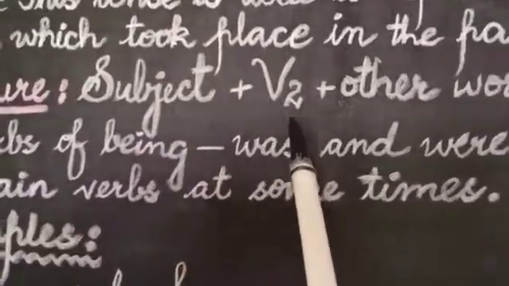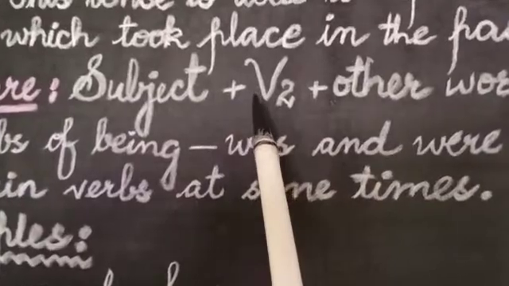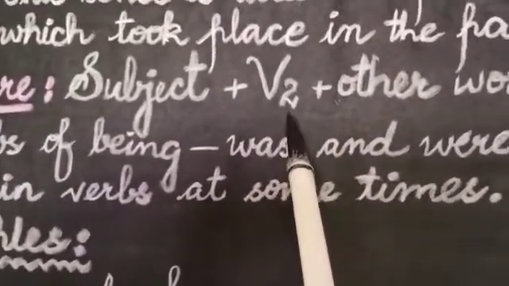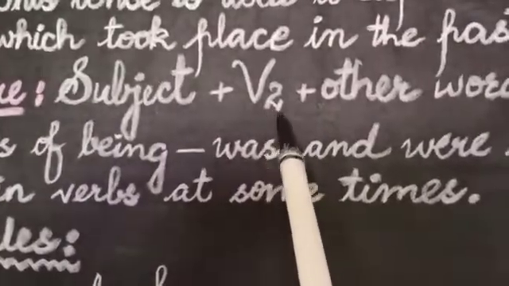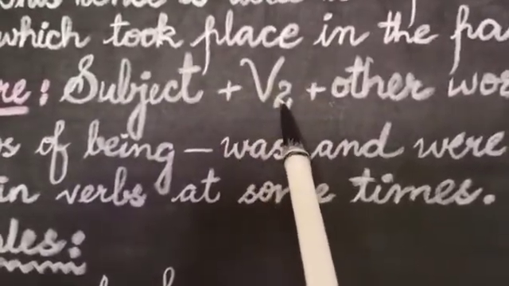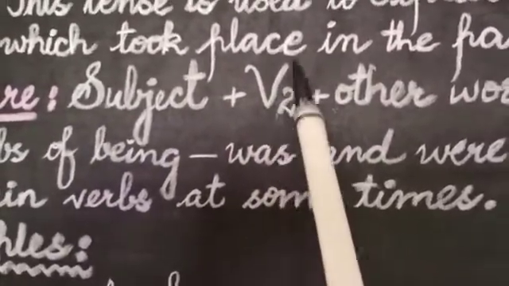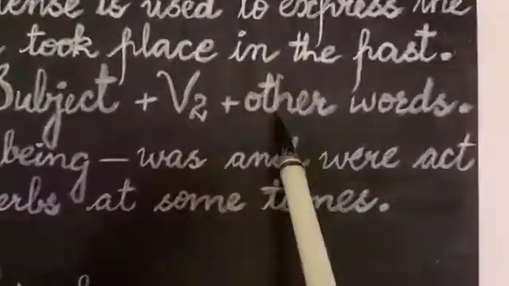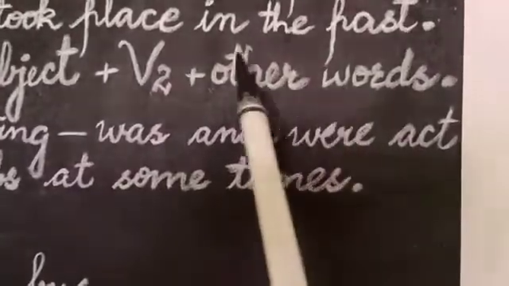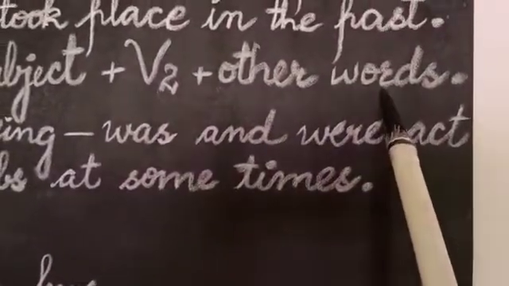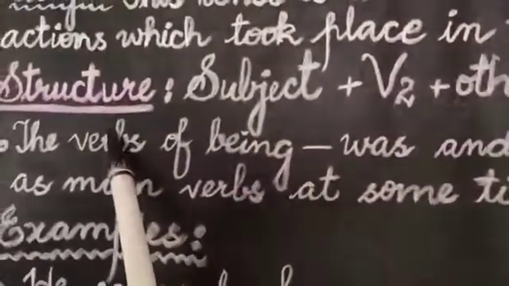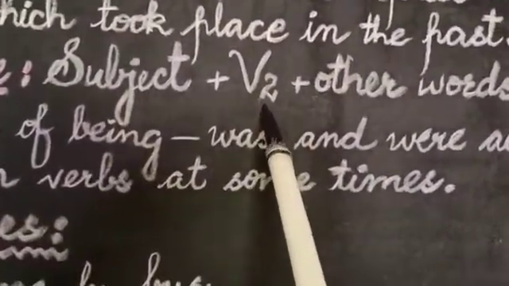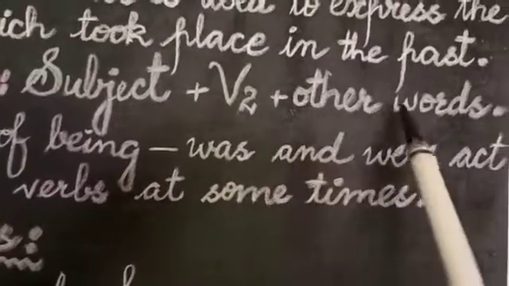Then V2. You see in this video there is written V2. V stands for verb and this 2 stands for second form. So this V2 stands for the second form of the verb. And then other words. Other words mean remaining words. So the structure becomes subject plus second form of the verb plus other words.